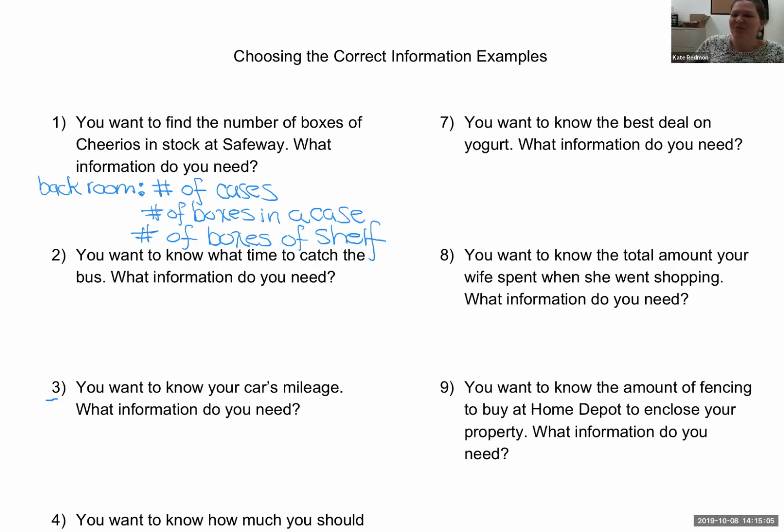So number 2, you want to know what time to catch the bus. What information do you need, guys? Our bus out here, the Cat's bus, has a little packet with the times in it. What are you going to look up in that packet? Bus schedules. Okay, but then you're going to look at this bus schedule. There's going to be all these different times on it. How are you going to pick which one?